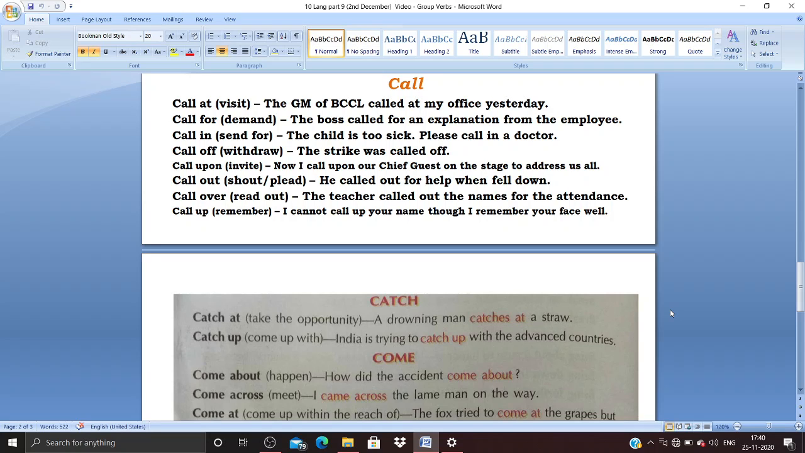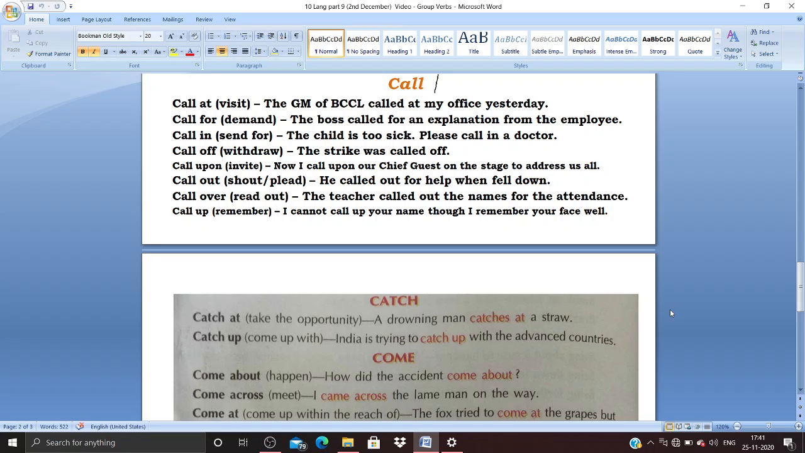Call in, sent for. The child is too sick. Please call in a doctor. It is a very, very common sentence. Call in a doctor. Call off, withdraw. The strike was called off. Call upon, invite. Now I call upon our chief guest on the stage to address us all.